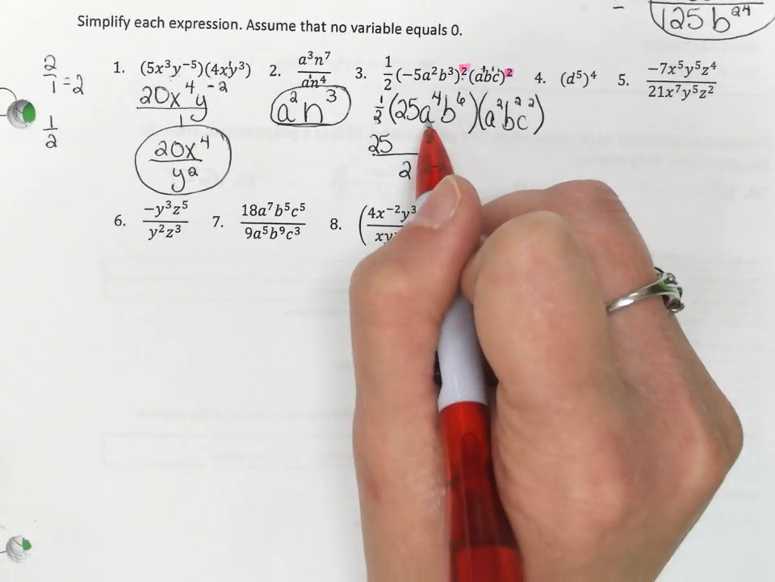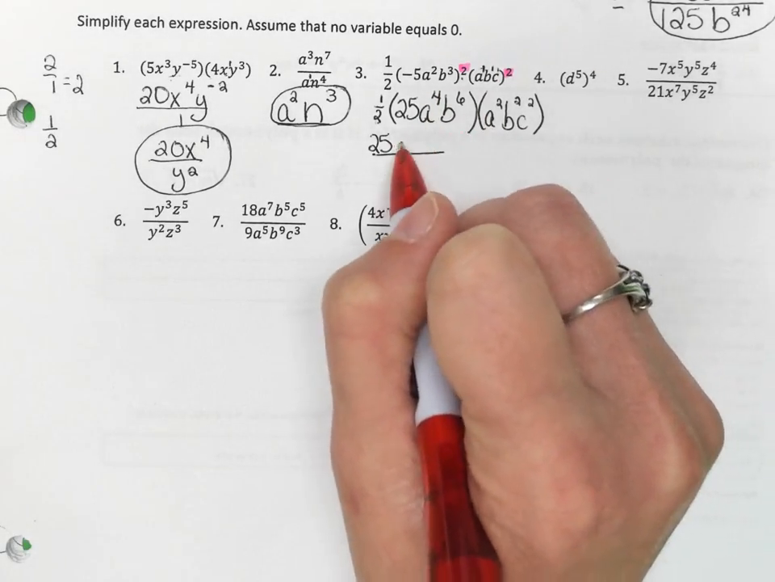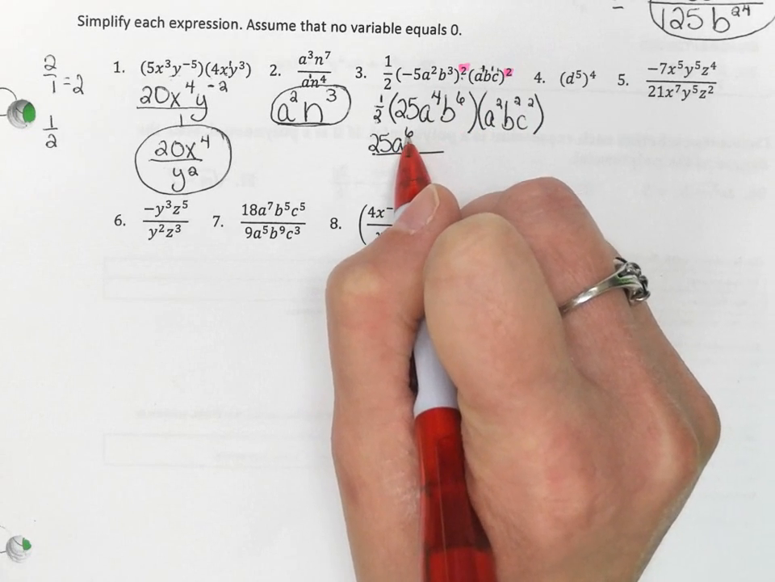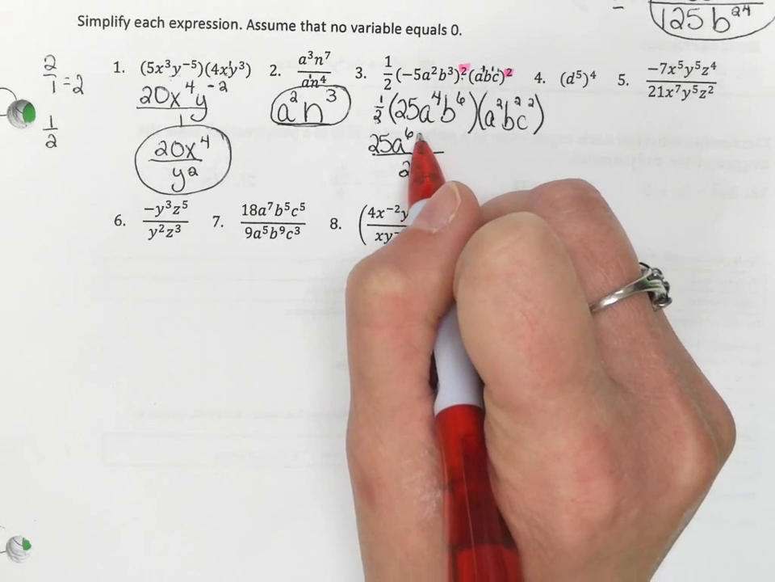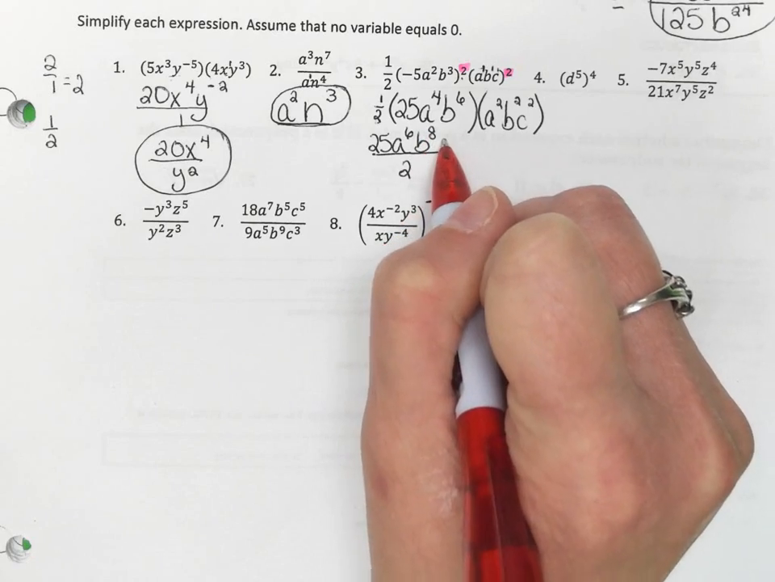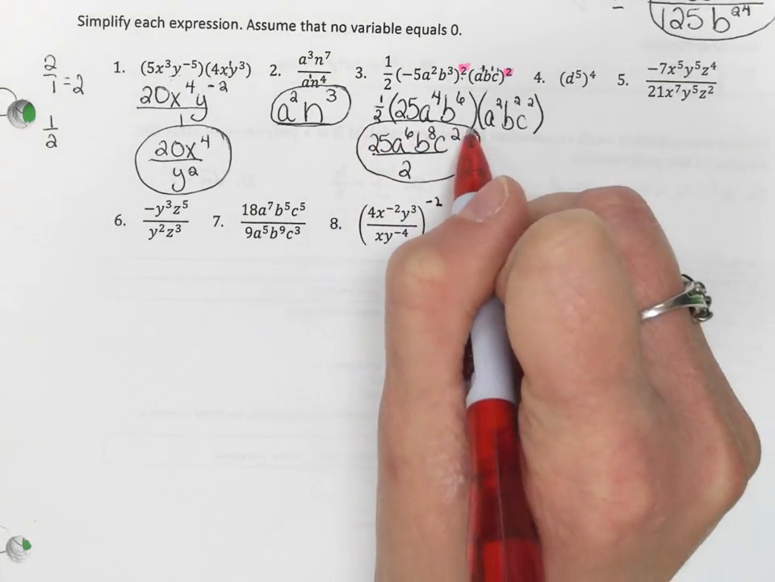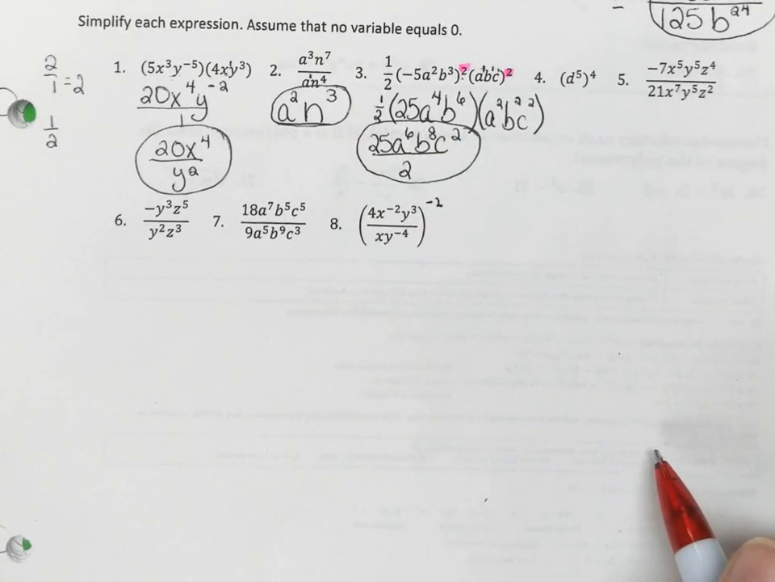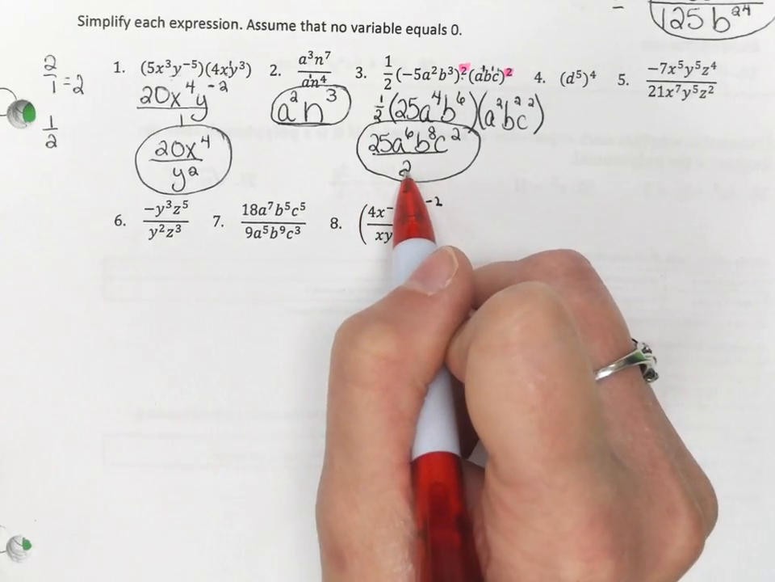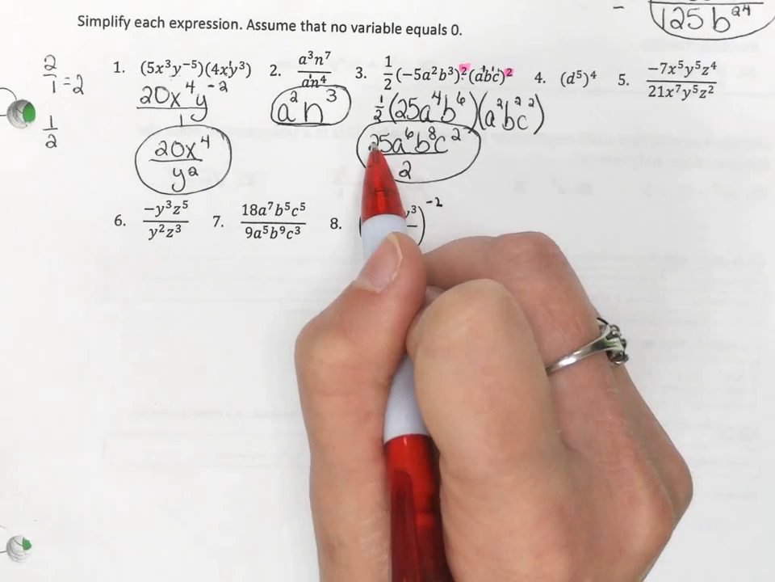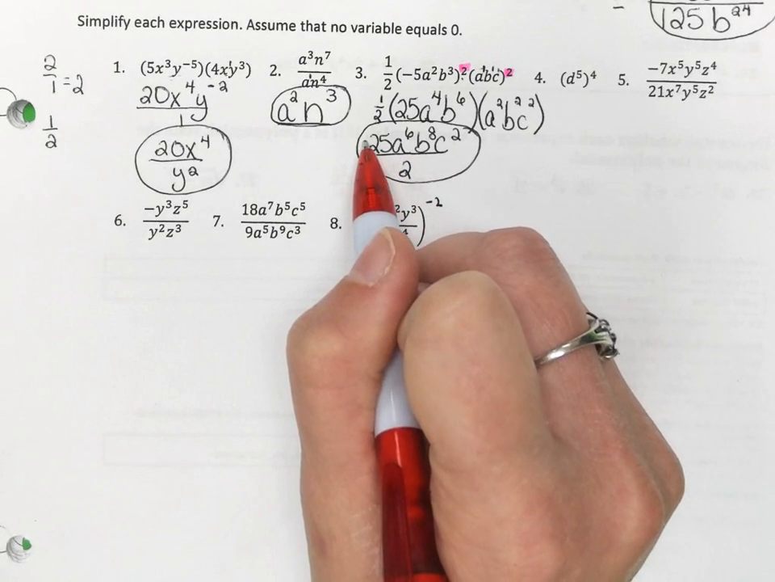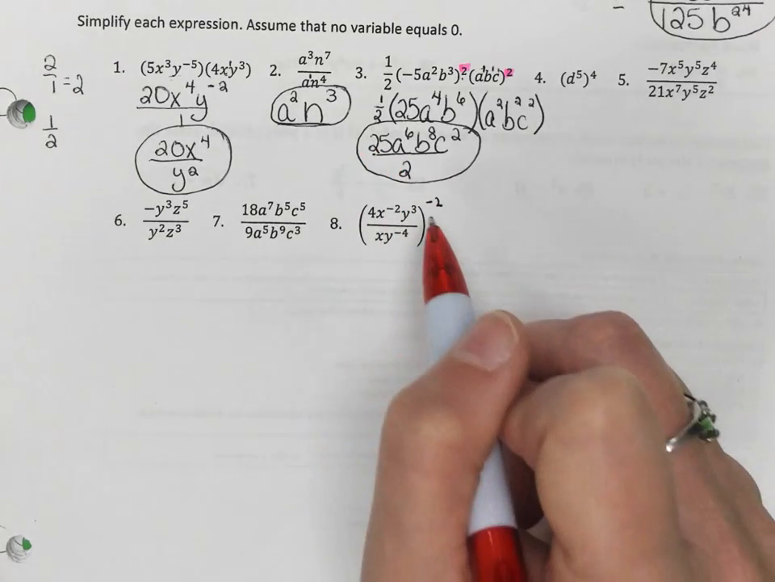That's our next step. All right, you're multiplying the A, so 4 plus 2 is 6. You're multiplying the B, so 6 plus 2 is 8. And you only got the 1 C, and you don't have anything in common, so you leave it alone. It's over 2 right here to make it simplified. Because remember, this is really 25 times 1, which is just 25 still.